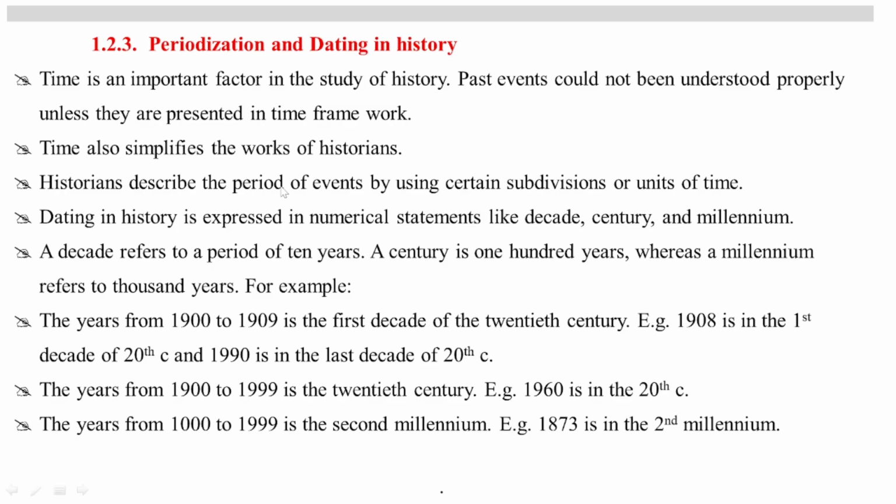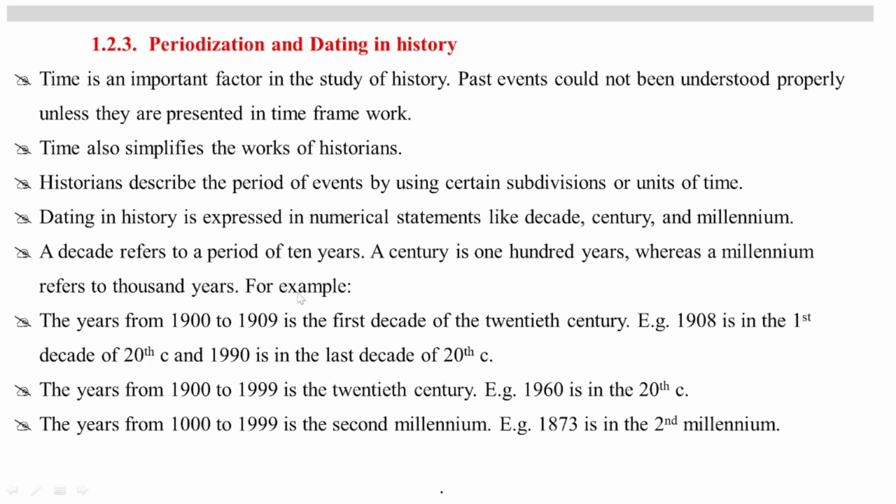Historians describe the period of events by using certain subdivisions or units of time. This one is the most important one. So dating in history is expressed in numerical statements. Dating in history means expressing events in numerical statements like a decade, century, and millennium. Kanaaf a decade refers to a period of 10 years, a century is 100 years, whereas a millennium refers to 1,000 years. This is the numerical expression, dating in history.